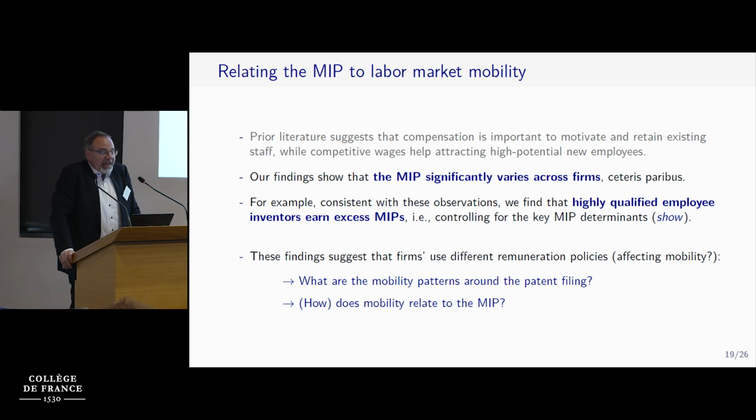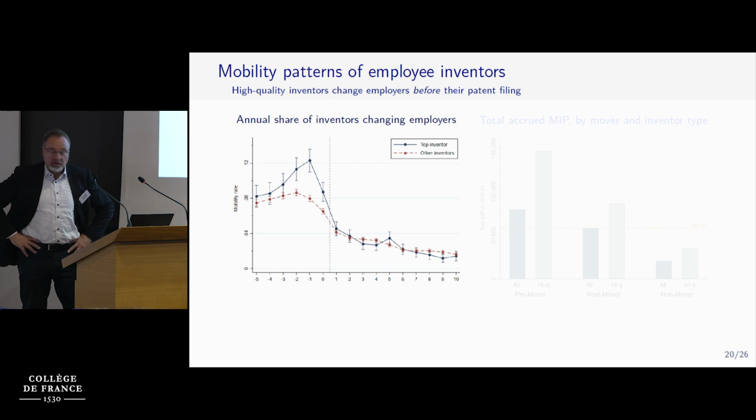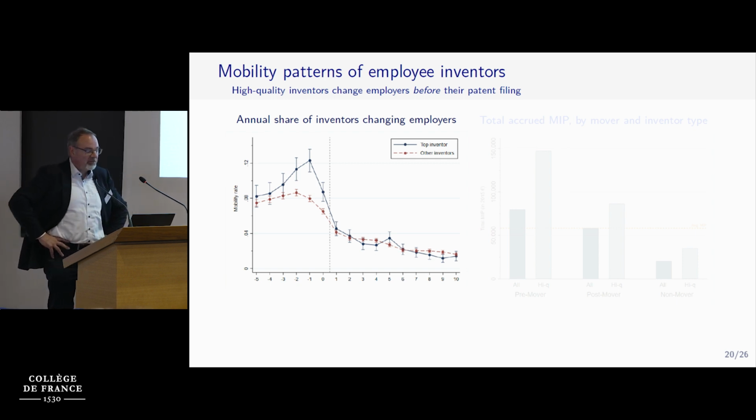Okay, so that leads us finally to thinking about labor mobility. And that leads to very interesting results. So this is not the MIP. This is the annual share of inventors changing employers. And we have dissected that.